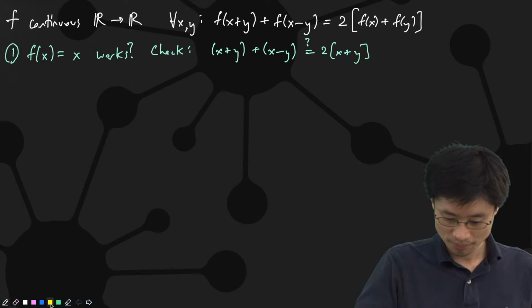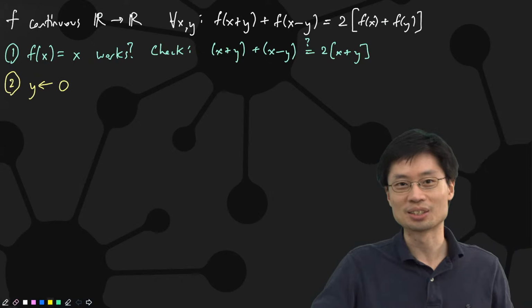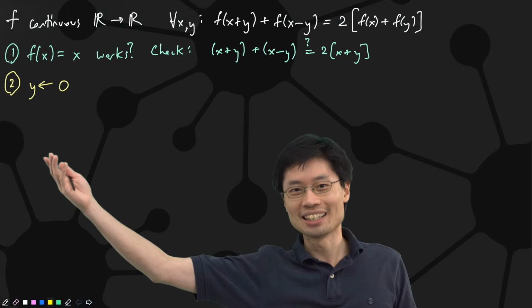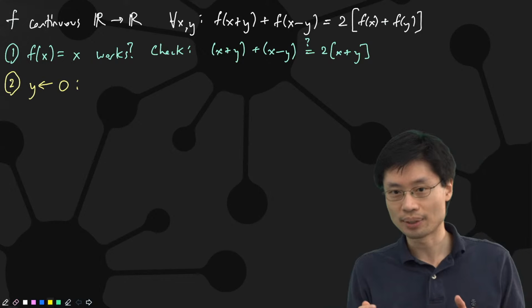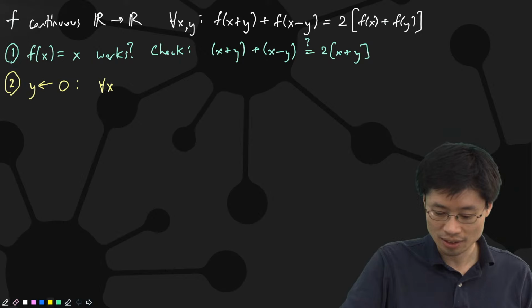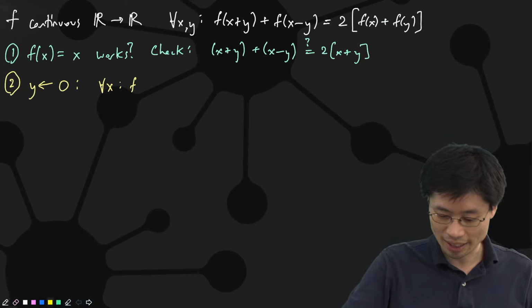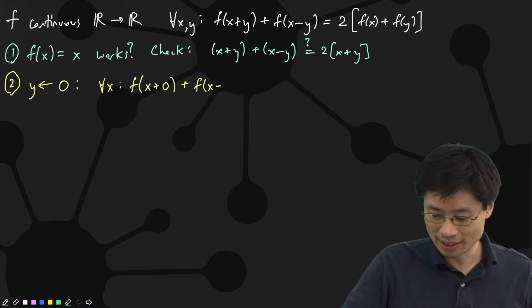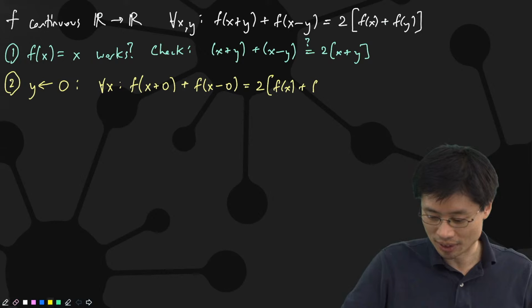Oh, okay. You want to try plugging in y equals 0. So I'm going to use this notation. This is not the official notation. This is just what I do. I'm just going to stick in a 0 where there's a y. If I do that in the original equation, strictly speaking, for every x, the following is true, but we're not always going to write the for every x's. For every x, we know that f of x plus 0 plus f of x minus 0 is equal to 2 times f of x plus f of 0.